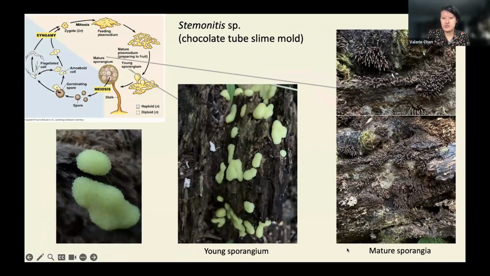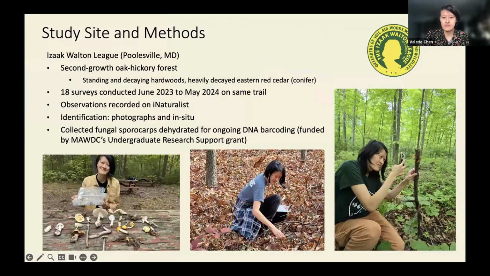So here I just wanted to illustrate how different the plasmodium of a slime mold is from the fruiting bodies. This is a chocolate tube slime mold, which is very aptly named, and you can see that the young sporangium looks like spilled scrambled eggs, while the mature sporangia are more like chocolate sprinkles. And a lot of slime mold species have yellow and blobby-looking plasmodium, so that's why the mature fruiting bodies are used for identification. I luckily found this developing sporangia next to the mature ones on this log from New Jersey.